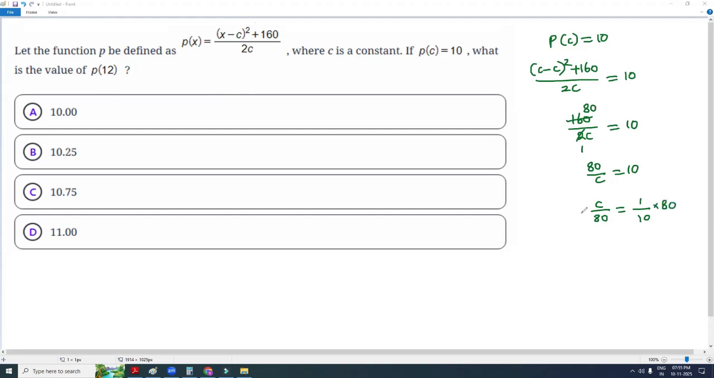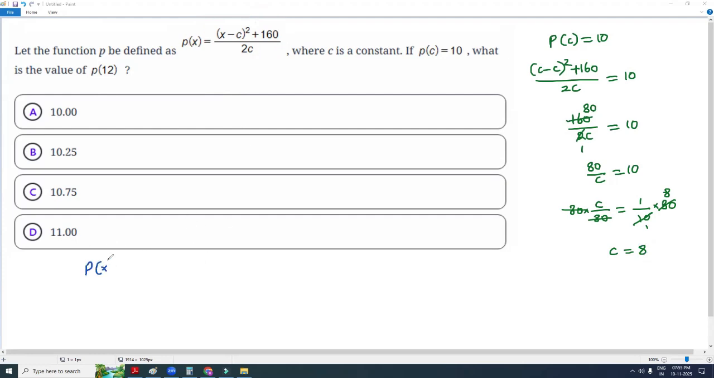Let's multiply both sides of the equation by 80 to solve for c. This 80 will cancel out. 10 goes into 10 one time and 10 goes into 80 eight times. I'm getting c equals 1 times 8, which is 8. Okay, here I got the value of c. Let's plug in this value 8 for c into the function p of x.